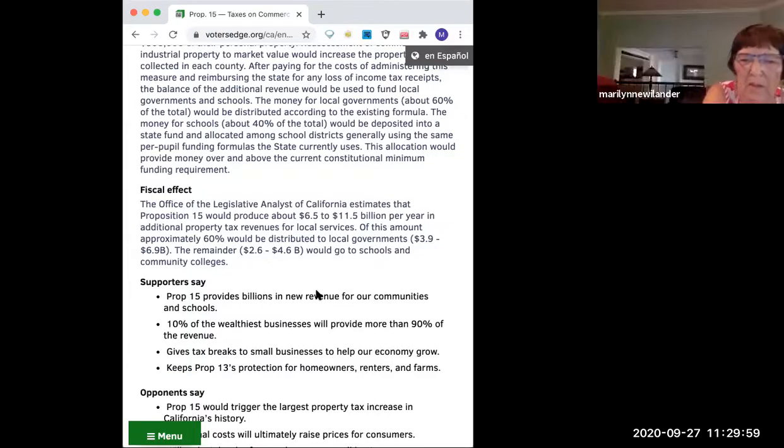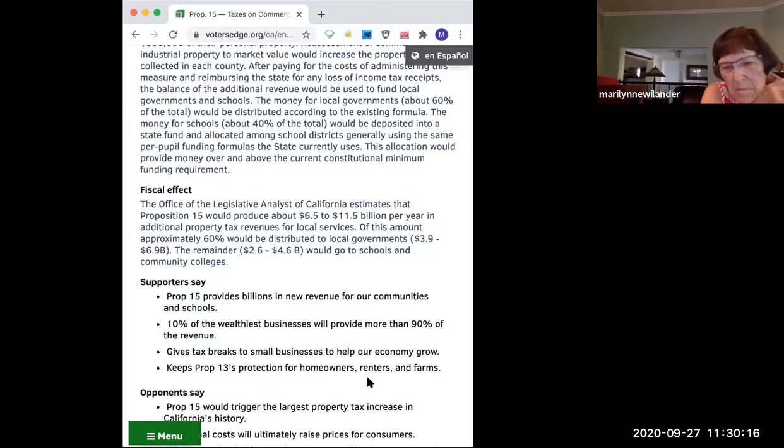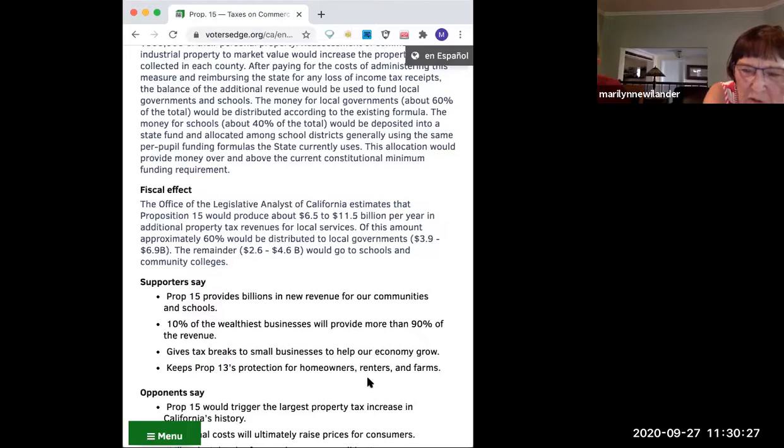Supporters say Prop 15 provides billions of dollars in new revenue for communities and schools. 10% of the wealthiest businesses will provide more than 90% of this new revenue. This gives tax breaks to small businesses to help our economy grow. And it keeps the Prop 13 protection for homeowners, for renters, and for farms. Also, people are saying that it's a difficult time for businesses, but it does not go into effect until 2022. You said it already, but in terms of sorry, I'll let you finish.